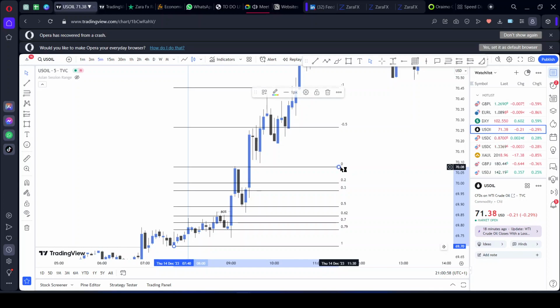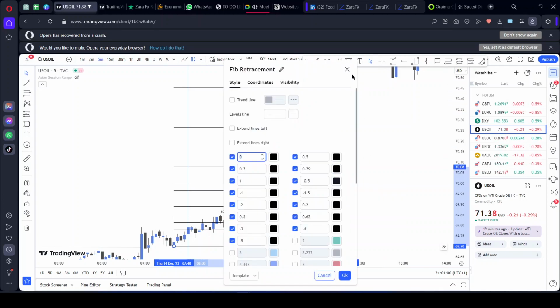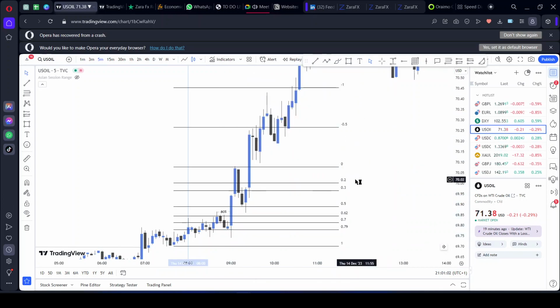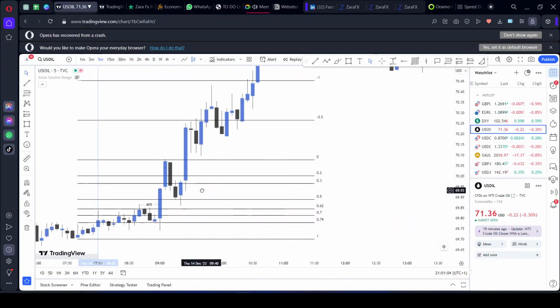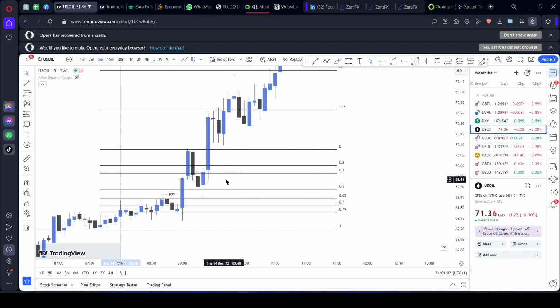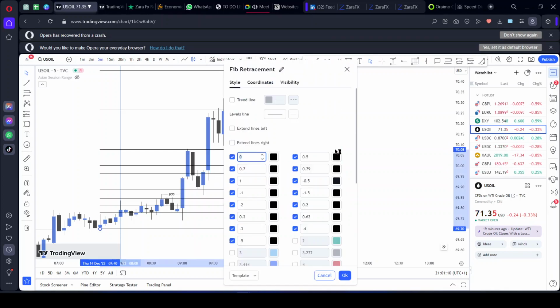Now, how do we achieve this? It's very simple. Let me do something on this Fibonacci.